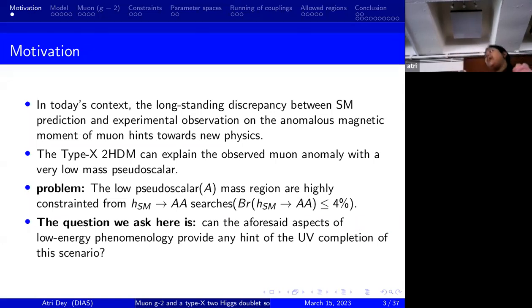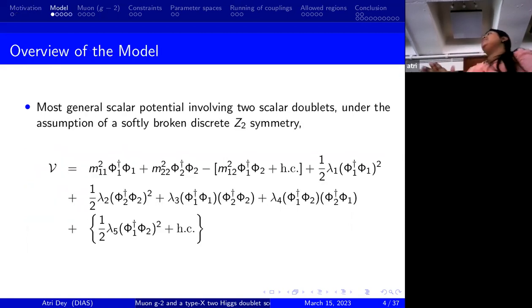So the question we asked in this project is: can the type X two-Higgs-doublet model explain our Muon anomalous magnetic moment, and also give us any hints of the UV completion for this type X two-Higgs-doublet scenario? So the first is the model.